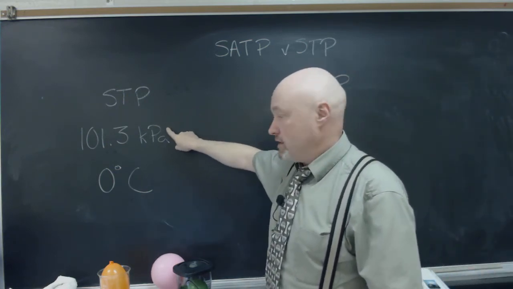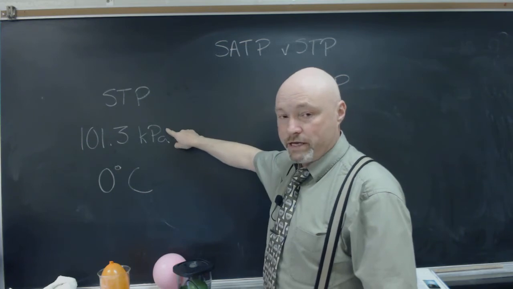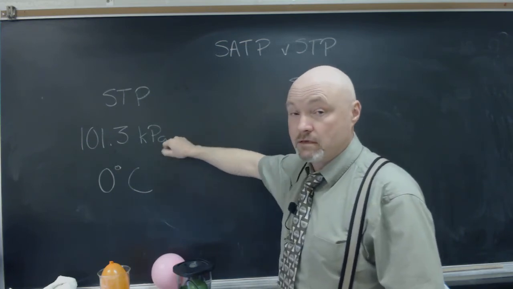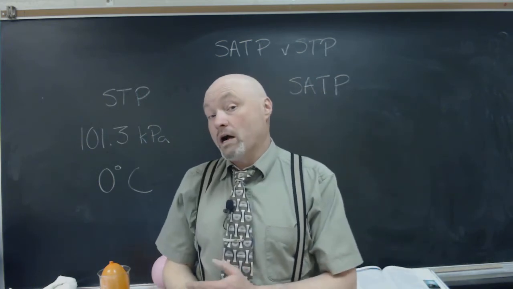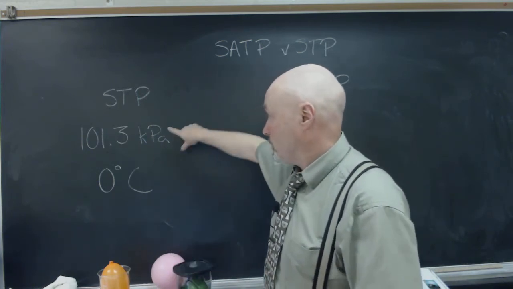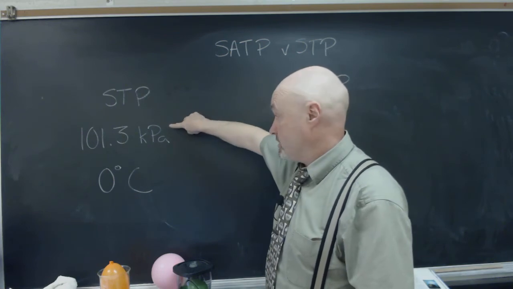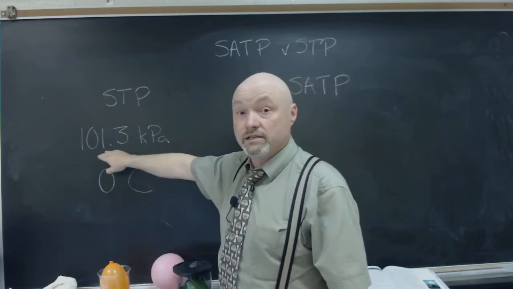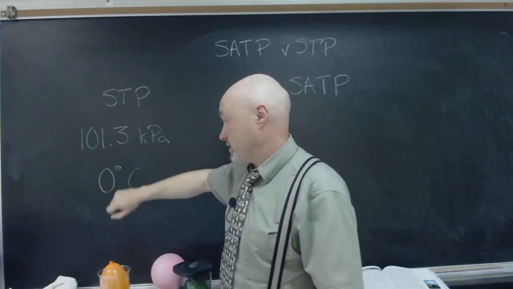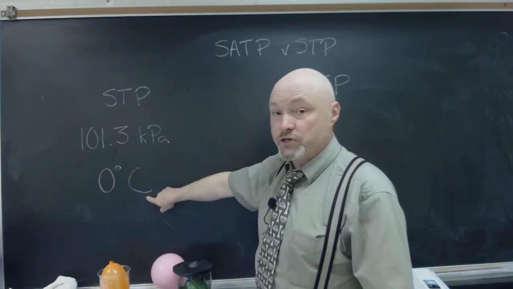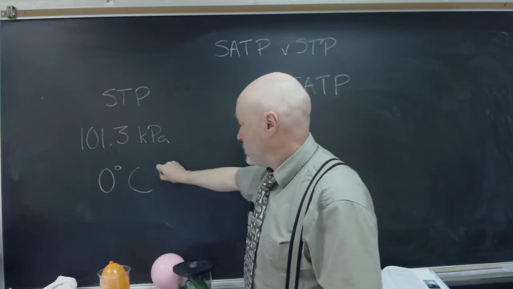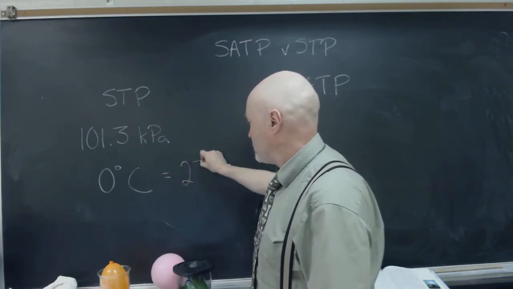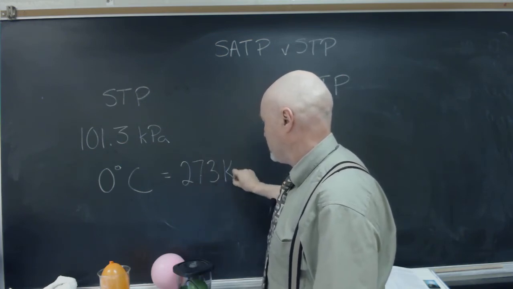STP is defined as 101.3, or 101.325 technically, kilopascals. If you watch the weather forecast or read it online, they often give you atmospheric pressure in terms of kilopascals. You'll always see that it hovers right around 100 kilopascals. Standard temperature is 0 degrees Celsius, which in terms of the Kelvin scale, which we'll talk about, is 273 kelvins.